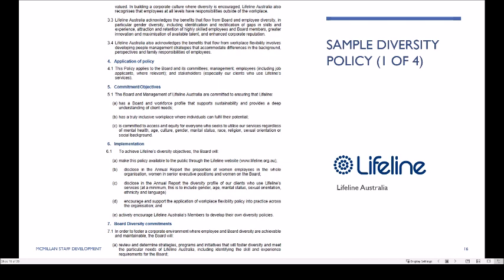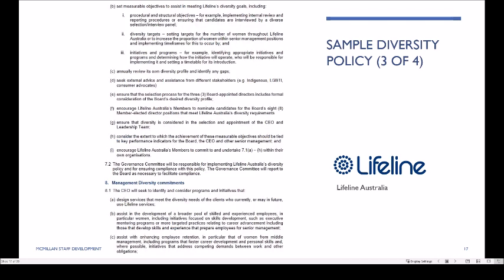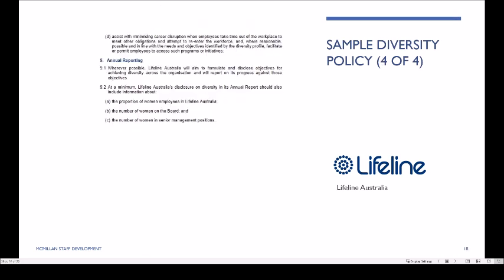Then you've got the board diversity commitments, and I won't go through those, but again, you can read through them if you wish. And we start to see some of those governance commitments embedded within that. And then point 8, management diversity commitments. So this is really where we start talking about the responsibilities of management within Lifeline. So the CEO and so forth. And again, in your workplace, you might simplify all that.